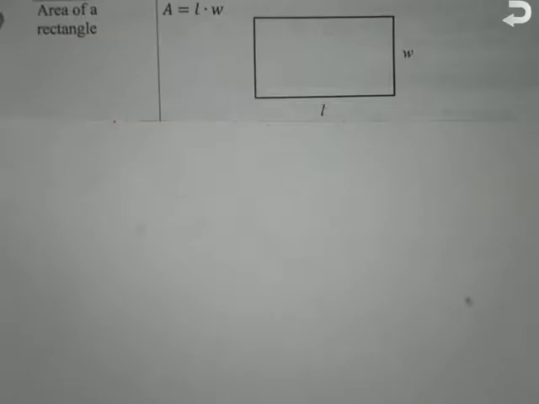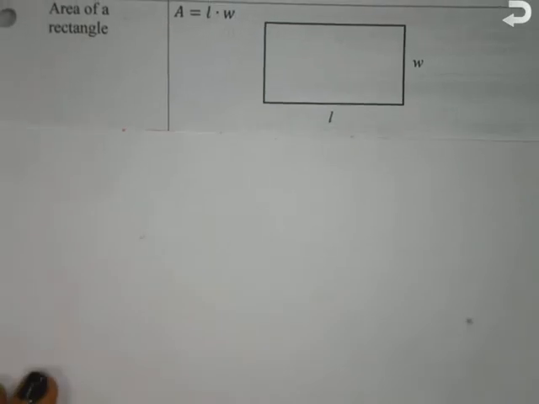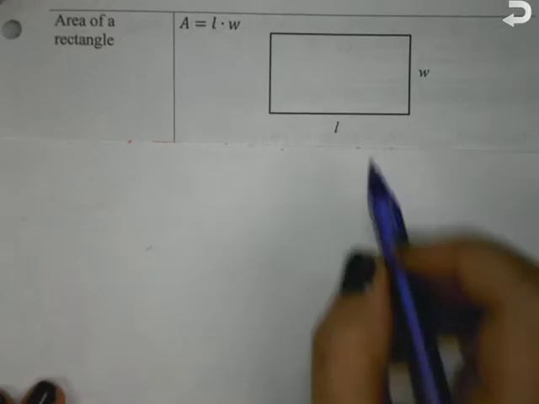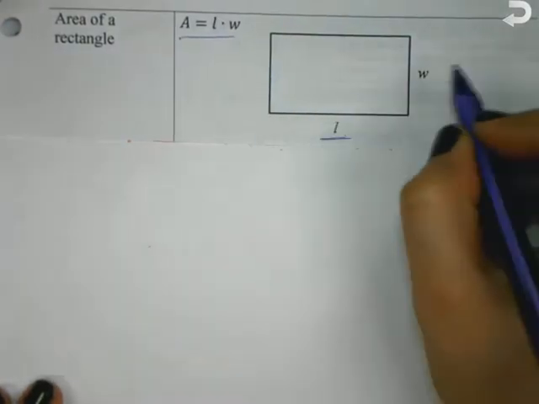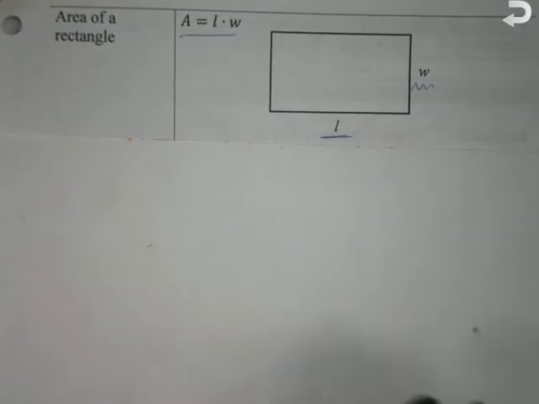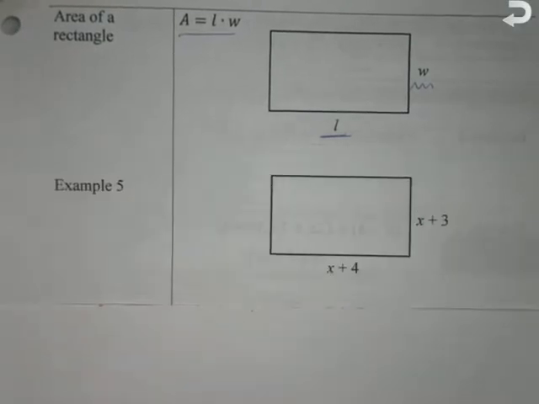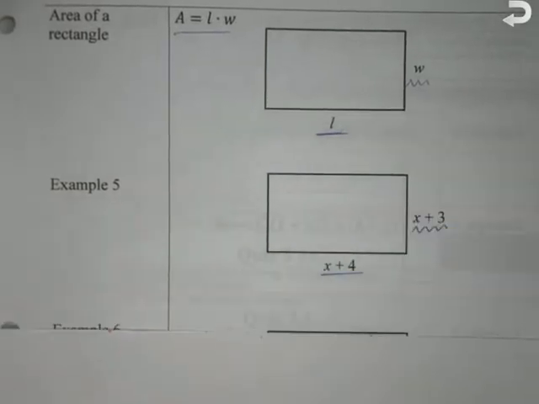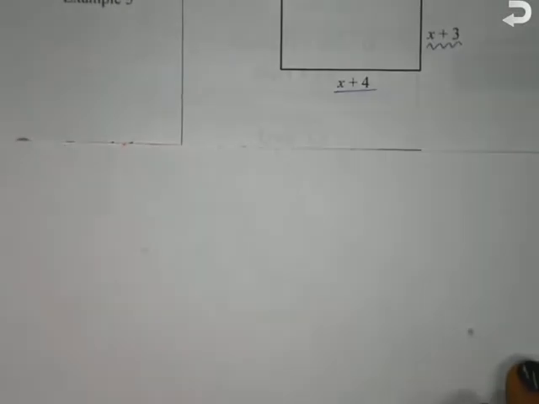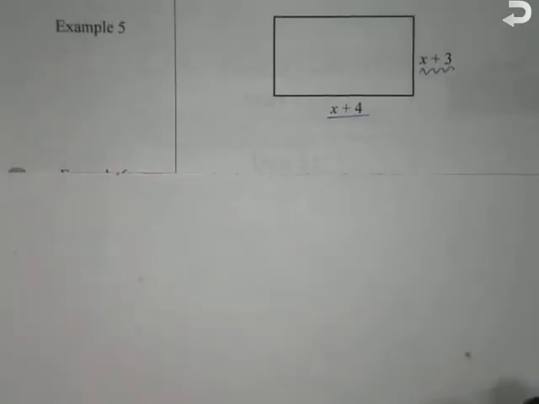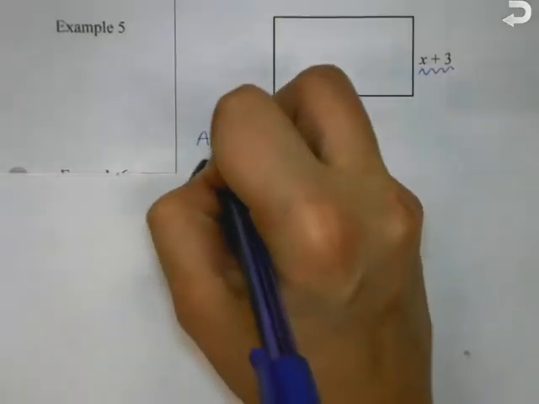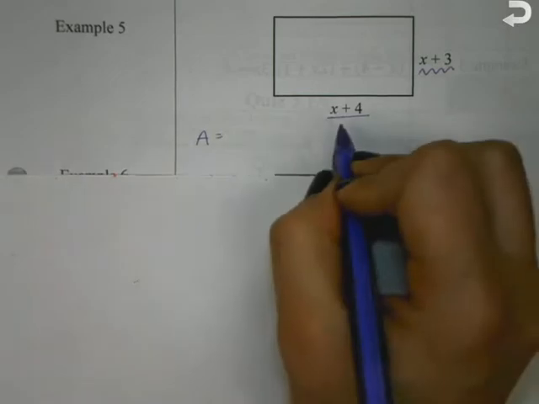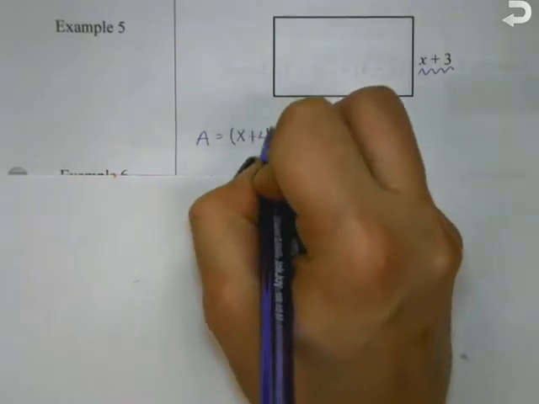Okay, so very last thing I want to go over with you guys is the area of a rectangle. Area of a rectangle is? Length times width. Okay, let's do an example of the area of a rectangle. Length is x plus 4, width is x plus 3. You're going to be asked just to find the area. So if I'm asked to find the area of a rectangle, area is equal to length times width. Length is x plus 4, width is x plus 3.